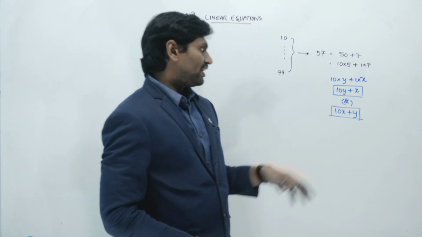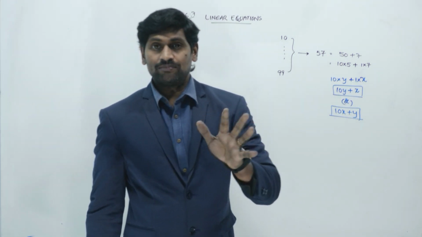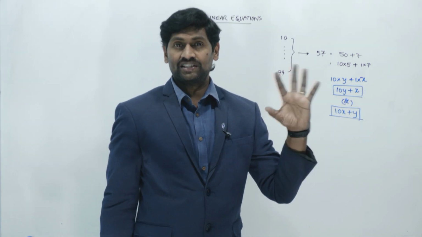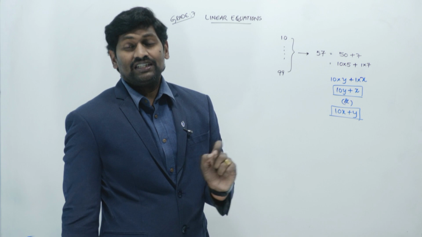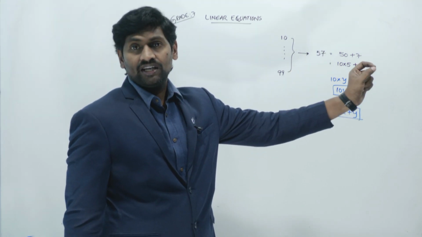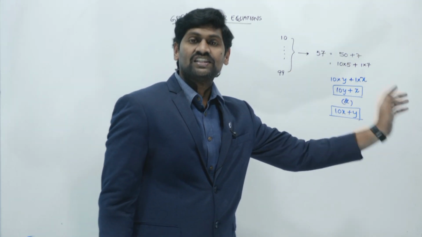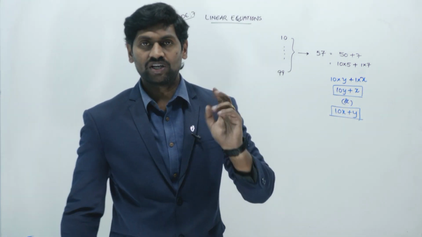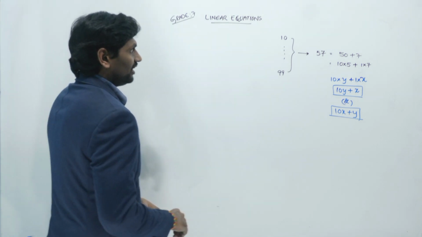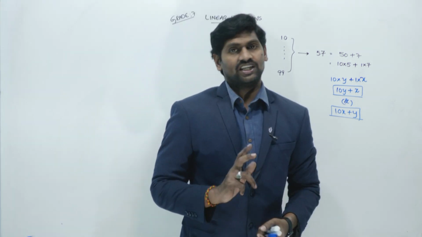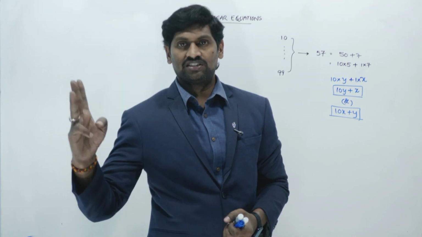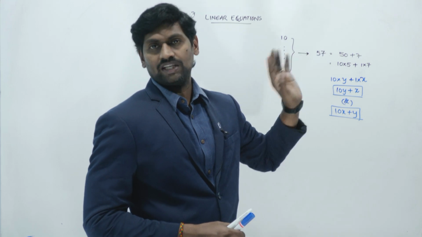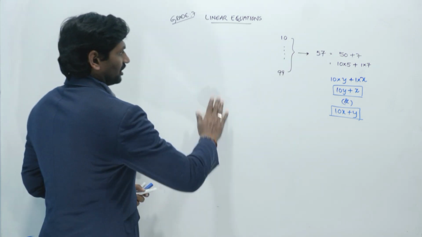So any two-digit number we can write in the format 10y plus x or 10x plus y. Either is the same, depending on which digit we take as units place and tens place. It is completely up to us. In the same way, a three-digit number can also be taken with three unknowns. But here we are using linear equations in two variables, so a two-digit number is enough.